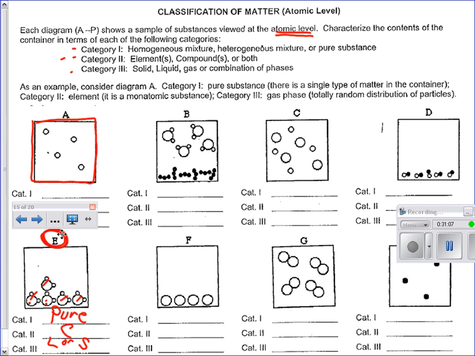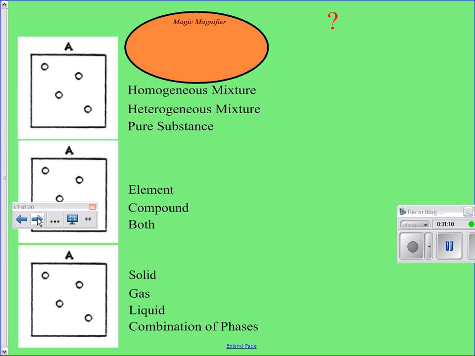Okay, so we are now going to jump to this. And this was like years ago when we got smart boards. This was the very first activity that I created with a smart board, so brings back some fond memories for me.